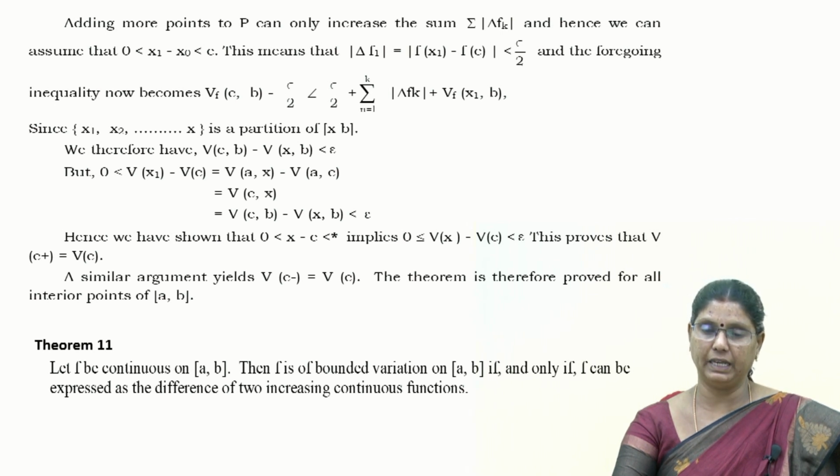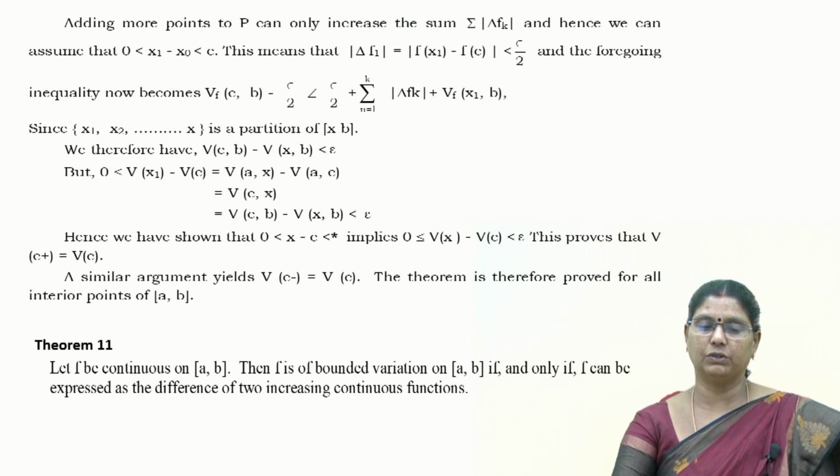Adding more points to P can only increase the summation of modulus of delta f_k. We can assume that 0 is less than x1 minus x0 less than delta. This means that modulus of delta f_1, which equals modulus of f(x1) minus f(c), is less than epsilon by 2. Hence the inequality becomes V_f(c, b) minus epsilon by 2 is less than epsilon by 2 plus the summation of modulus of delta f_k plus V_f(x1, b). Since x1, x2, etc. form a partition of [x1, b], V(c, b) minus V(x1, b) is less than epsilon.